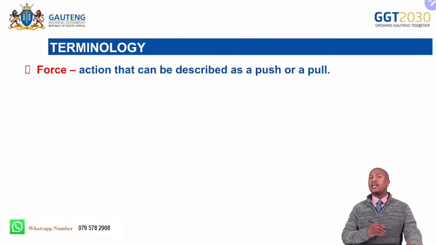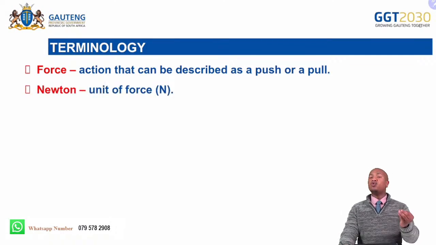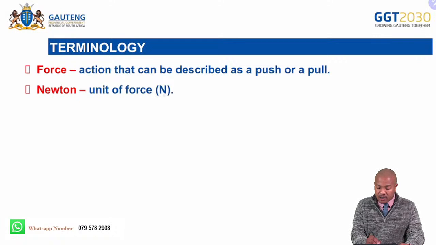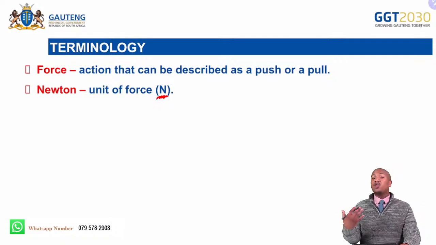Secondly, we have the Newton. What is this Newton? A Newton is a unit of measurement for force, and it is abbreviated as N. When calculating force, we find that the answer is in the units newtons.